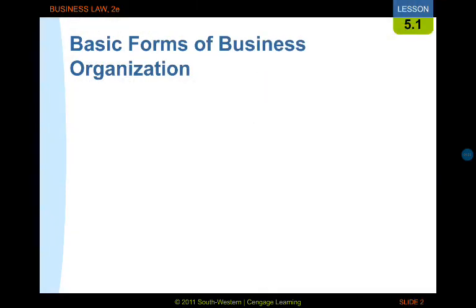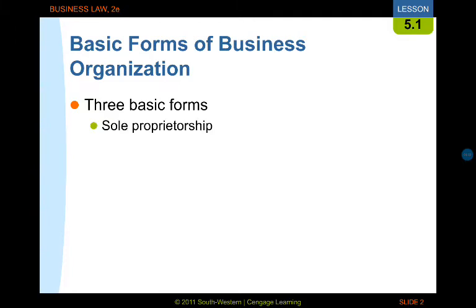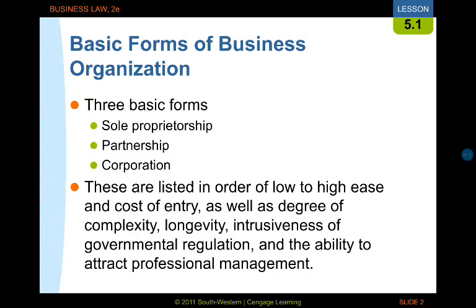Basic forms of organization. The three basic forms are sole proprietorship, partnership, corporation. These are listed in order of how low to how ease and cost of entry, as well as the degree of complexity, longevity, intrusiveness of the general regulation, and the ability to attract professional management.